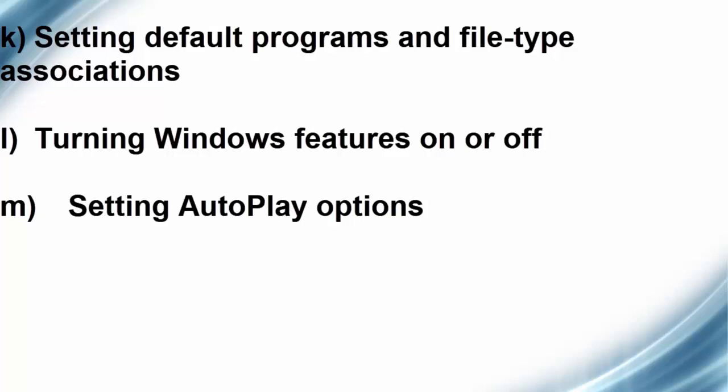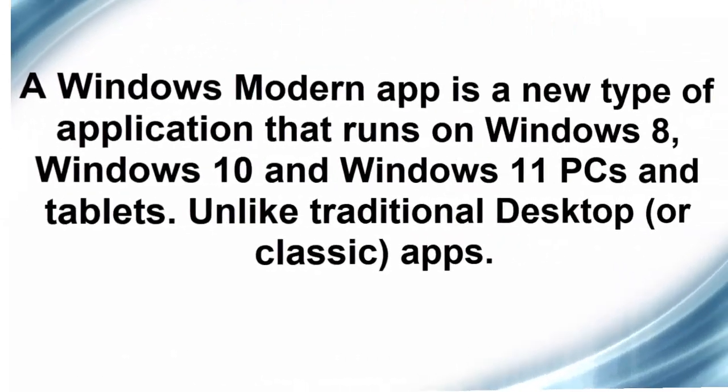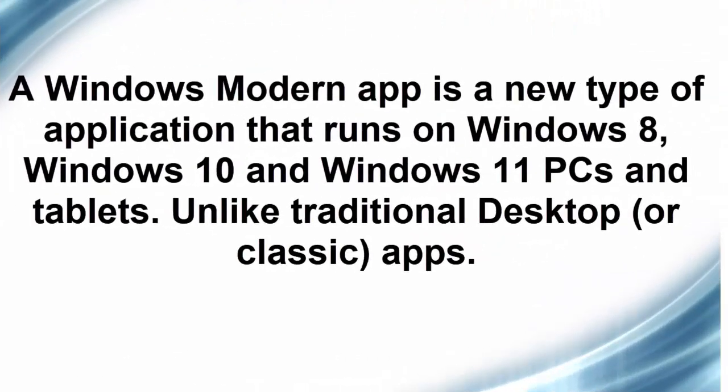So first of all, what is a modern app in Windows 10 or Windows 11? A Windows modern app is a new type of application that runs on Windows 8, Windows 10, and now also Windows 11 PCs and tablets, compared to your traditional desktop or classic apps. The modern apps have some very important characteristics which classify an app as a modern app. One, it has to have tiles.